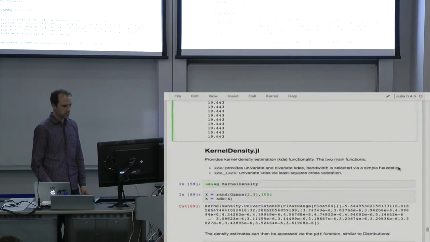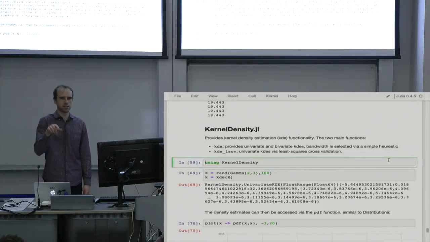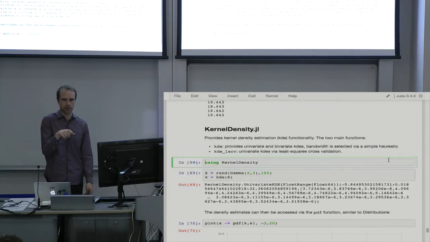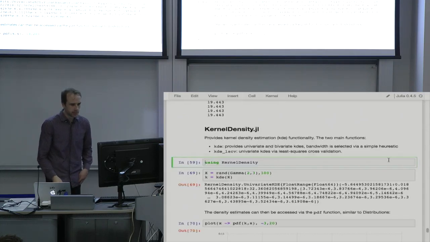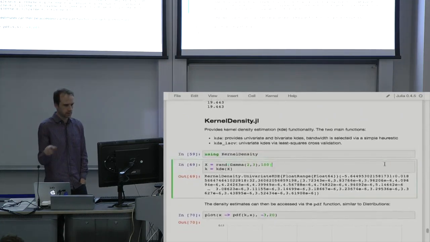There are a couple of other ones. KernelDensity is a nice little one for fitting kernel density estimators. There's some kernel density estimator stuff built into Gadfly, well, actually Gadfly calls this, but there's no way to access the actual numeric values from Gadfly. So KernelDensity does the underlying kernel density estimation for the plots, and so we can construct kernel density objects.